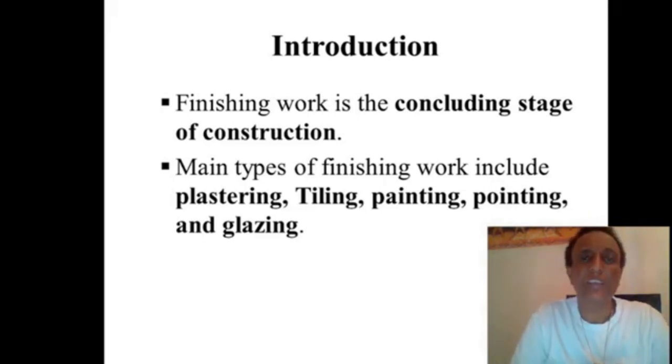Let's explore the main types of finishing work. The first one is plastering. Plastering is the process of creating a flat and protective surface for the wall. It covers the basic masonry surfaces. It prepares the wall for next procedures such as pointing and painting. It enhances the durability of the surface.